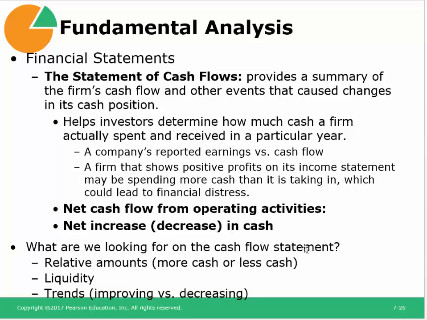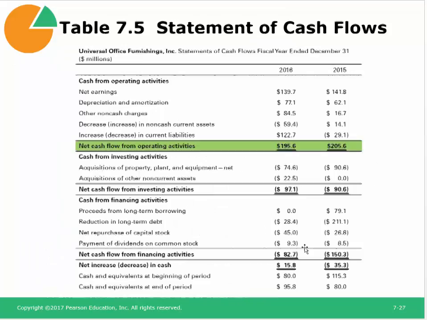I'm just going to go to the next slide, which has the statement, so that we can discuss what's going on. One of the things we need to know is how much cash a company generates from operating activities, from doing the business. In this case, you can see that we're down about $10 million. We've generated $10 million less in cash this year than we did last year from our office furnishings business.